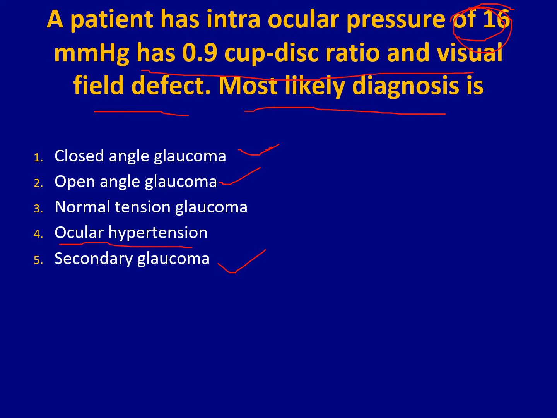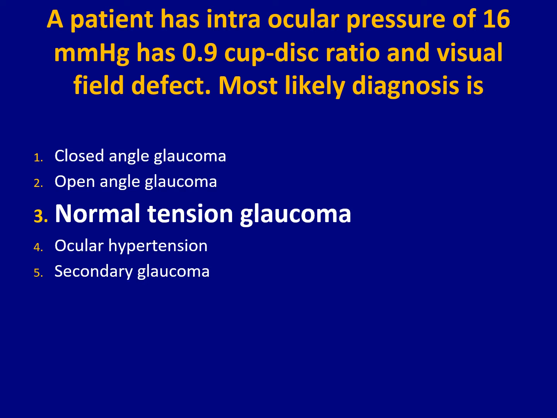In ocular hypertension there is no damage, but here there is a cup disc ratio and field defects. So the only option we are left with is normal tension glaucoma. That may be the answer. Normal tension glaucoma is the answer.